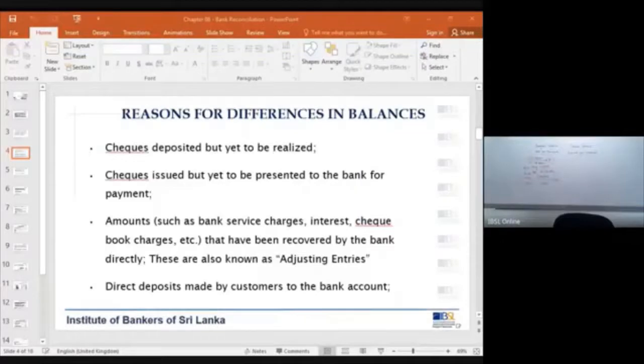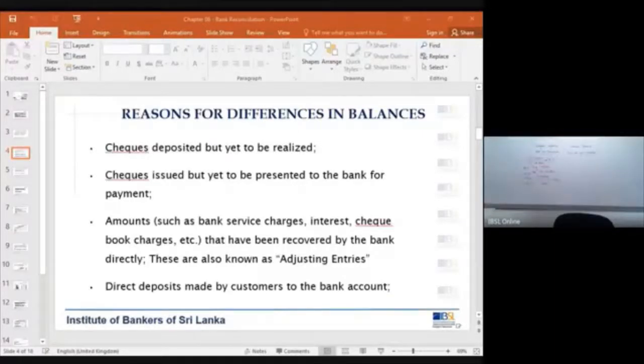It means you might have received a check. Sometimes you might not have sent it to the bank. But sometimes, even when you send it to the bank, the check gets realized only subsequently. As I told you, if it pertains to some other bank, the realization of the check might happen very late. So in between, if you take a cutoff, this check will not appear in your bank statement, whereas it will appear in your cash book.